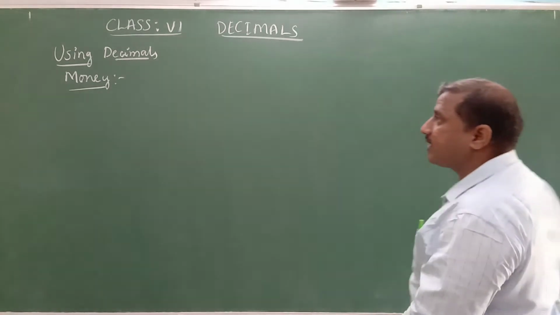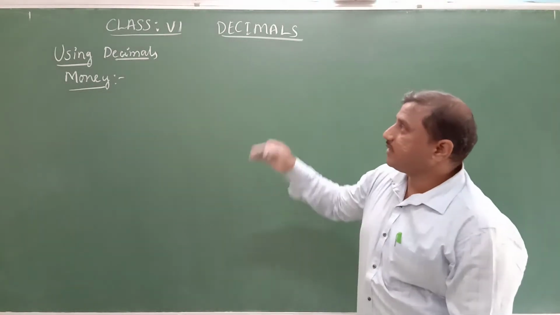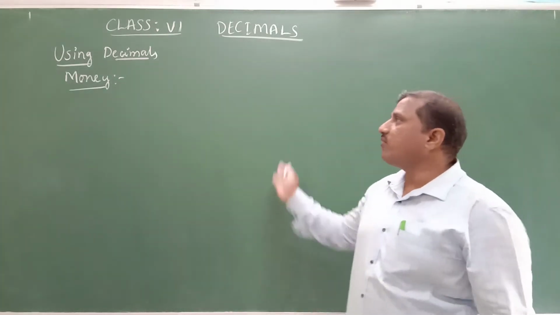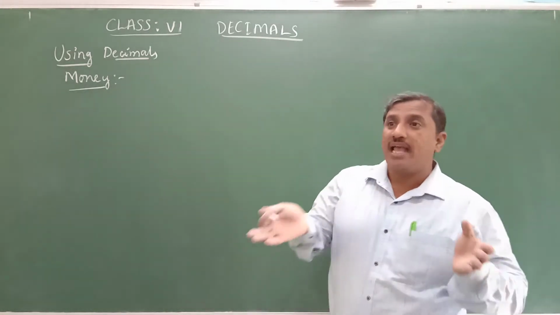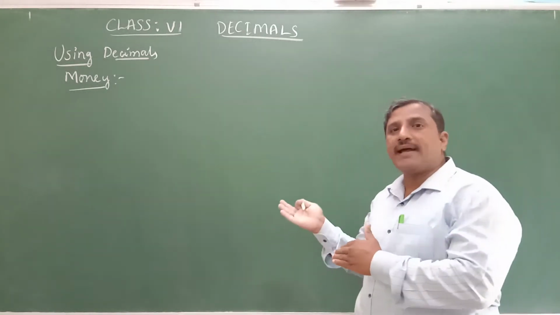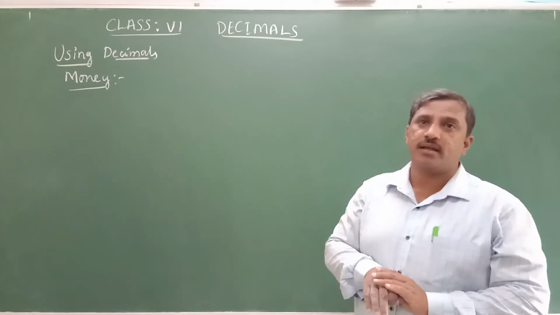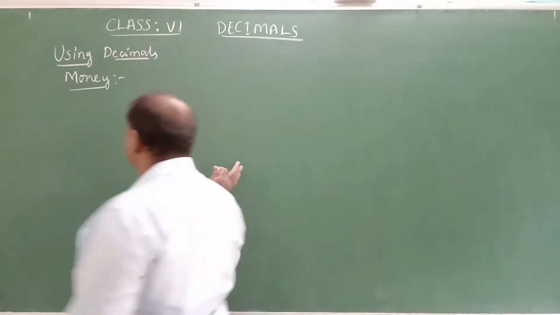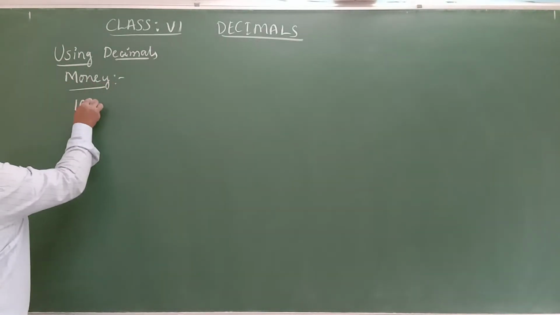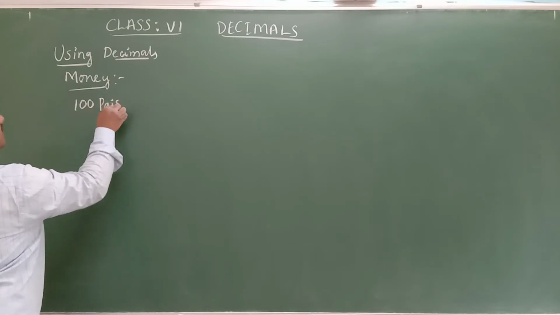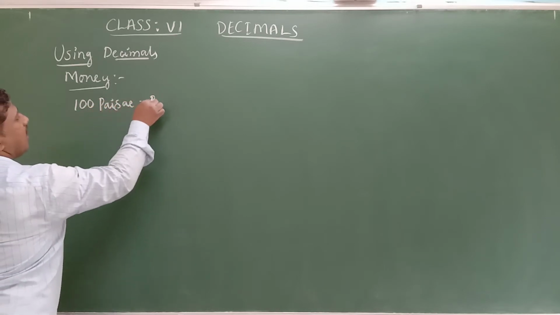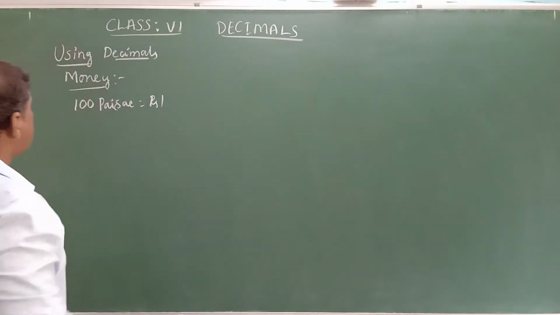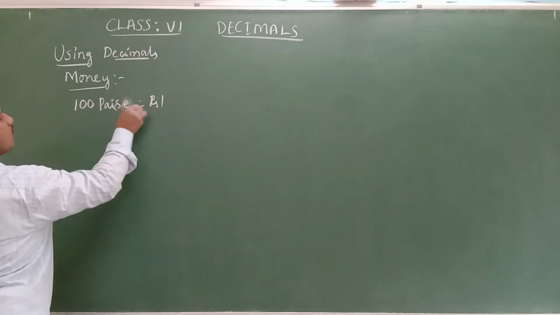Now we are going to discuss applications of decimals, that is using decimals in money, length and weight. Where we use these decimals in money, that is in converting rupees into paise, paise into rupees. As we have studied in the lower classes, 100 paise is equal to 1 rupee.